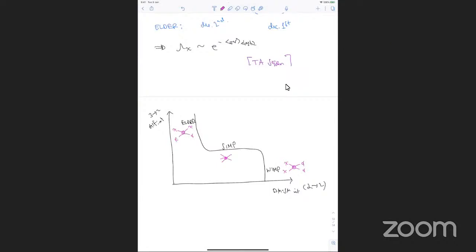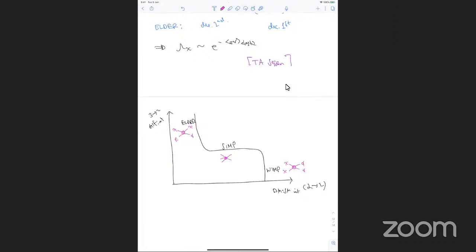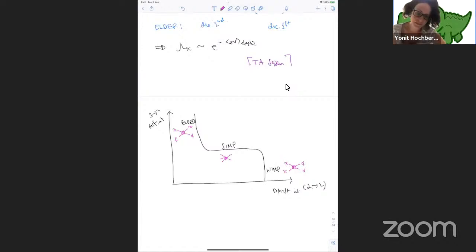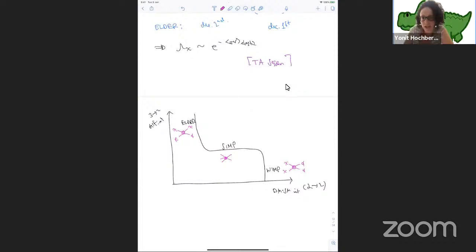Is there a way to overimpose the mass dependence for the three different mechanisms? So what do you mean by overimpose? I mean, for the WIMP, we saw that there is a range of values for the masses, and for the SIMP, we saw that there is also a very similar range of masses. For the ELDER, is it the same? I mean, can it have a large range of masses, or is it more specific? It can have a large range of masses.